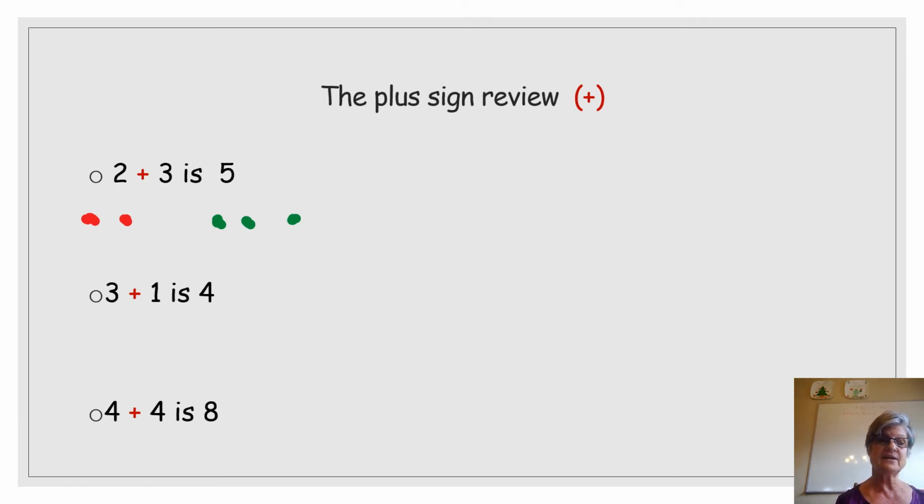If you look very carefully, you will see 2 red circles underneath the number 2, and you will see 3 green circles kind of underneath the number 3. Now you're going to count them all together to find out how many you have in all. And you have 5 in all. So again, it says 2 plus 3 is 5, or 2 and 3 is 5. Now let's go to the next problem.